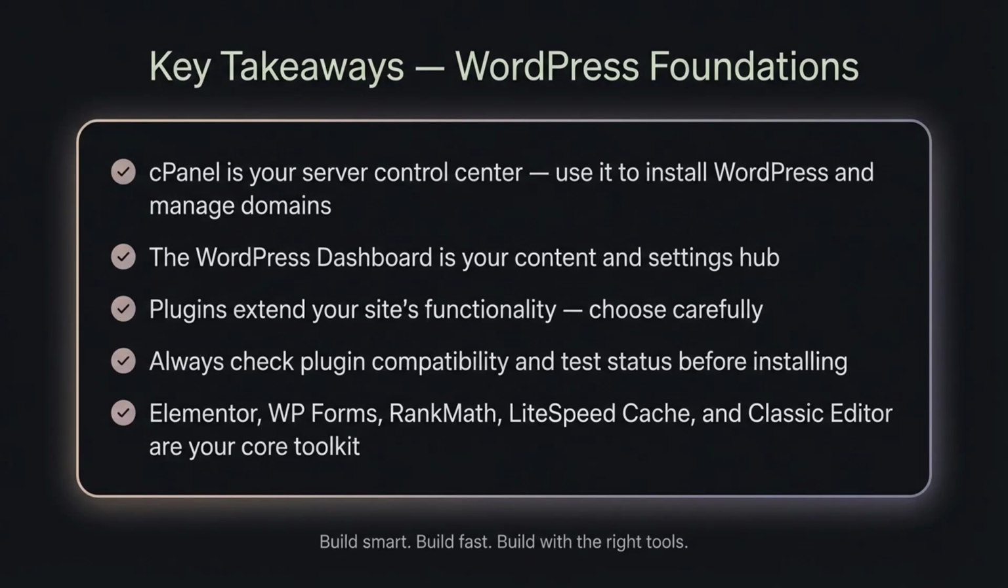To close out, here are the 5 big takeaways from this session. cPanel is your server-level control center. The WordPress dashboard is where you manage everything on the front end. Plugins are powerful, but must be chosen carefully. Always check compatibility. And the 4 core plugins, Elementor, WP Forms, Rank Math, and Lightspeed Cache, form the essential toolkit for any professional WordPress site. With these foundations in place, you're ready to start building something great.